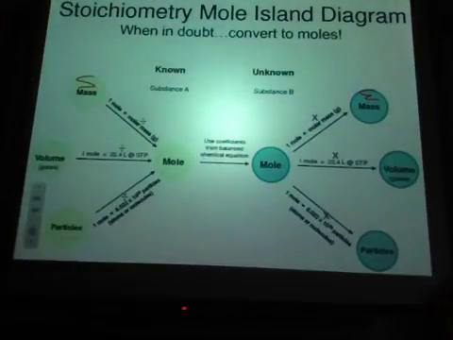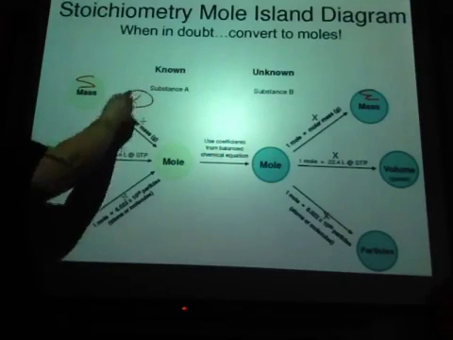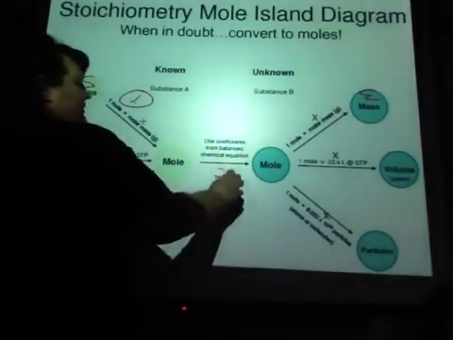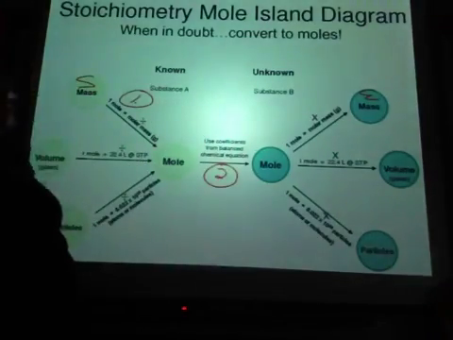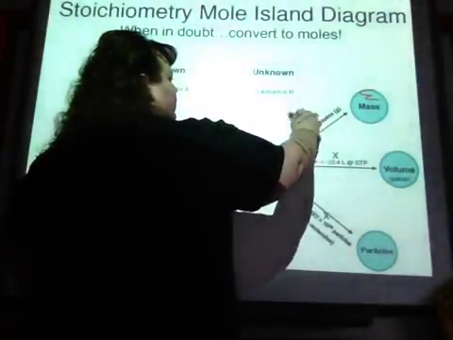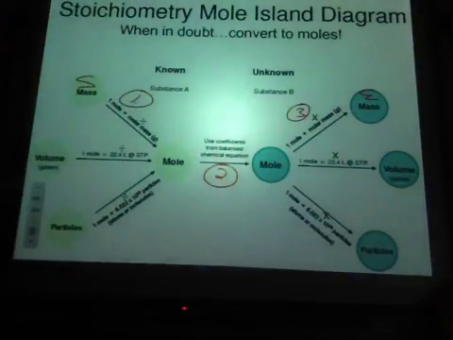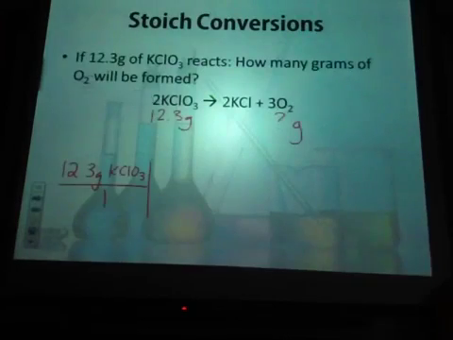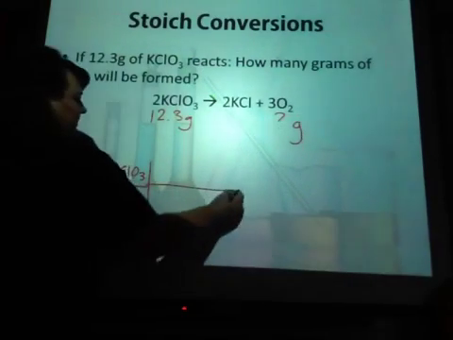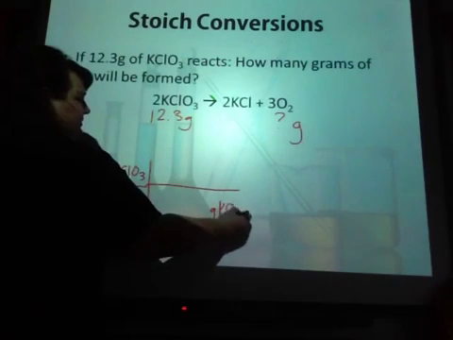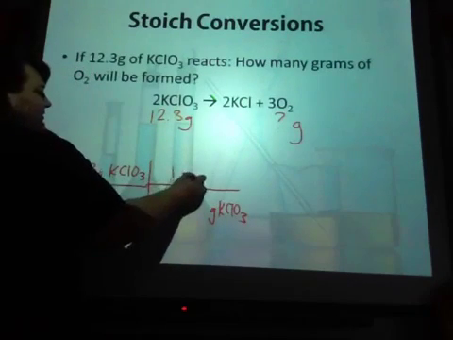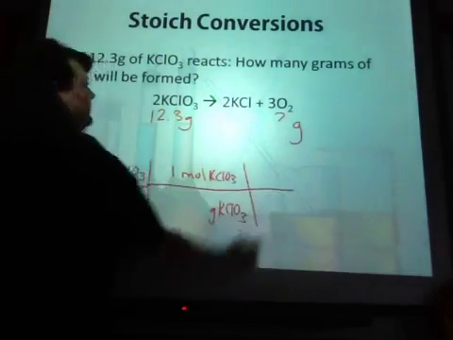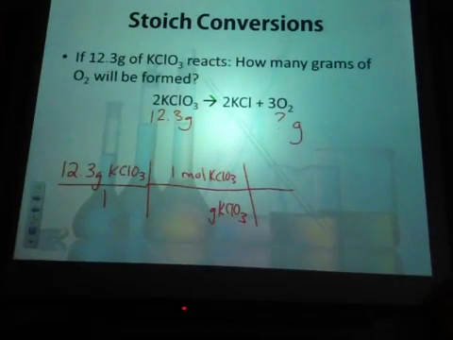Okay, so our first step to get to moles, we're going to divide by our molar mass. Second step, we're going to use our coefficients. And then last step, we're going to multiply by the molar mass of the new substance. Okay? So divide by the molar mass. We have to find out the molar mass of KClO3. How do we find molar mass again? What do we use to find molar mass?